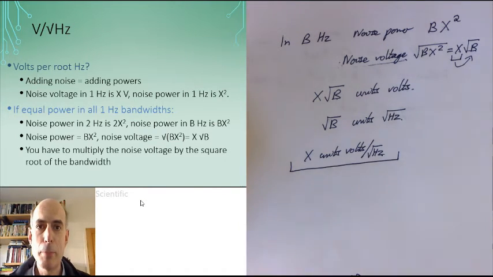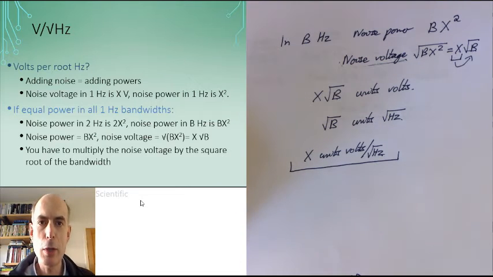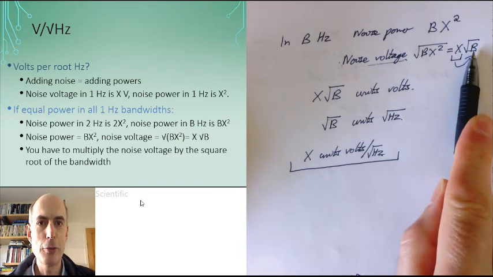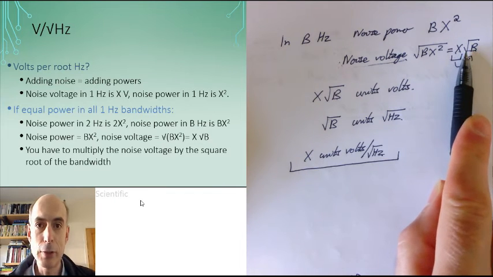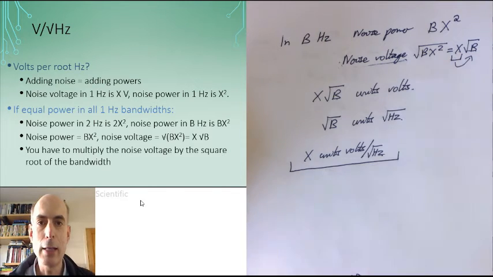So, for example, if I had a noise voltage which was, say, 3 nanovolts in 1 Hertz of bandwidth, then in 100 Hertz of bandwidth, it would be 30 nanovolts. Because I would take my 100 Hertz, take the square root and get 10, multiply the 3 nanovolts by 10 and get 30 nanovolts. I'd have 10 times as much noise in a 100 Hertz bandwidth as I do in a 1 Hertz bandwidth.